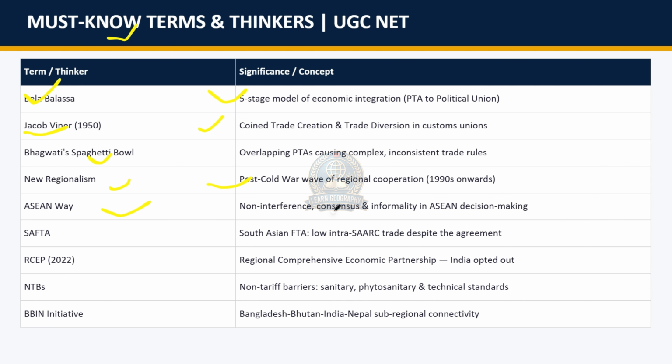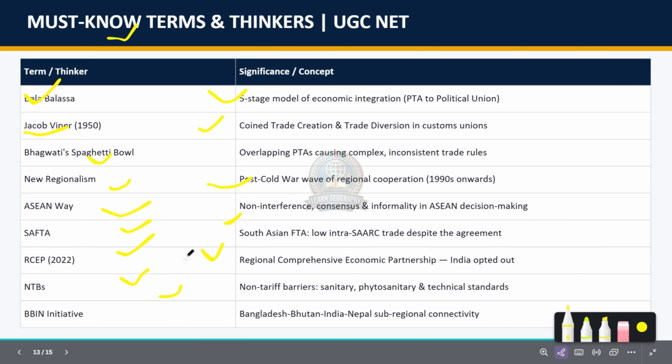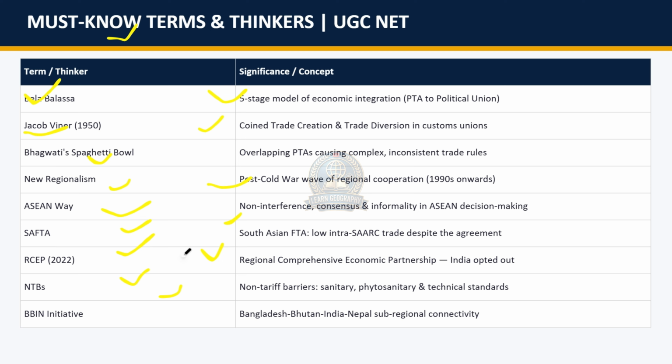ASEAN Way: non-interference, consensus, informal ASEAN decision making. SAFTA, South Asian FTA, low intra-SAARC trade despite the agreement. RCEP, Regional Comprehensive Economic Partnership, India opted out. NTBs, non-tariff barriers, sanitary, phytosanitary and technical standards. BBIN initiative, Bangladesh, Bhutan, India, Nepal, sub-regional connectivity. These are some important personalities or terms and their significance and concepts.